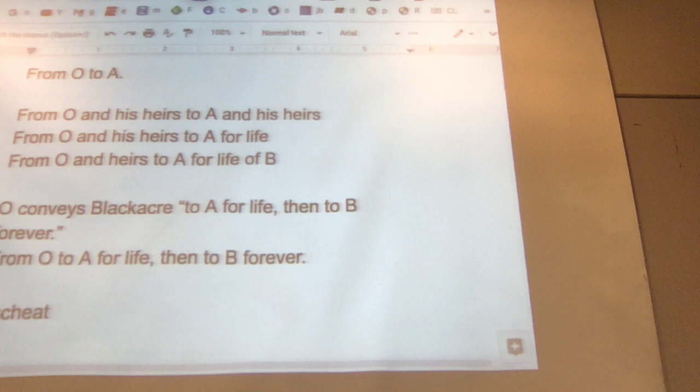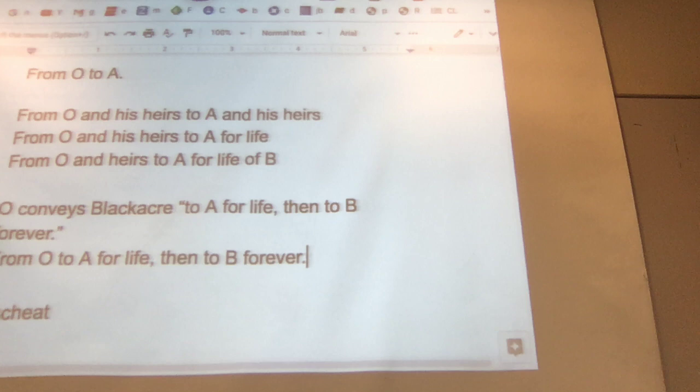Okay, so we have Blackacre here, right? At the outset, who owns it and when did they own it? At the very beginning of this question. I would say A, because he's conveying it to A for life. Who's conveying it? A or O? You said both of them. A. Who's conveying it? O, sir.